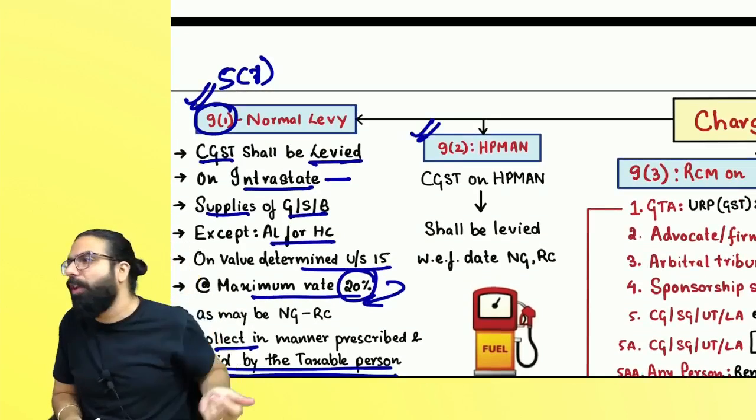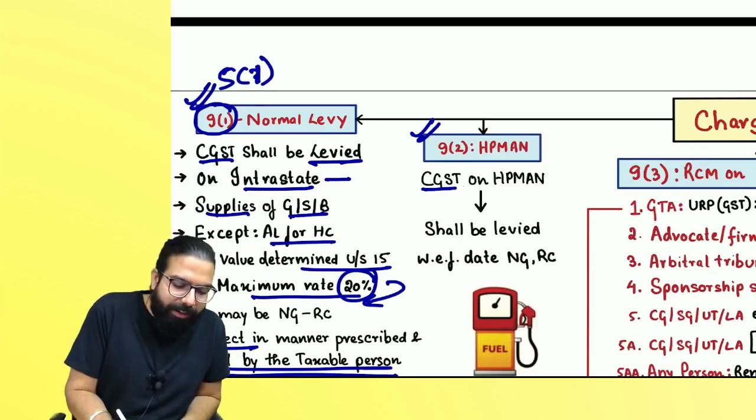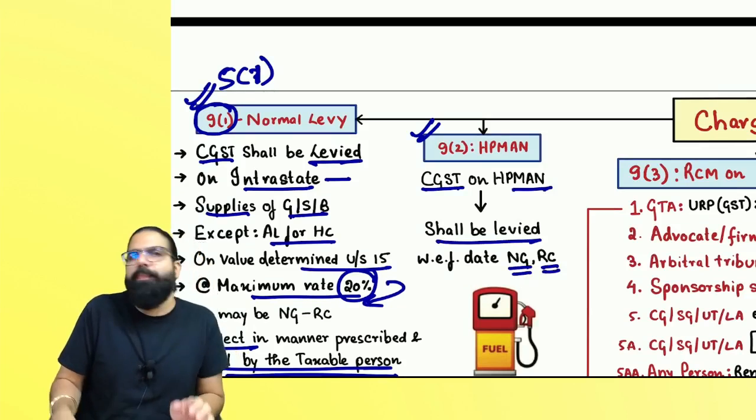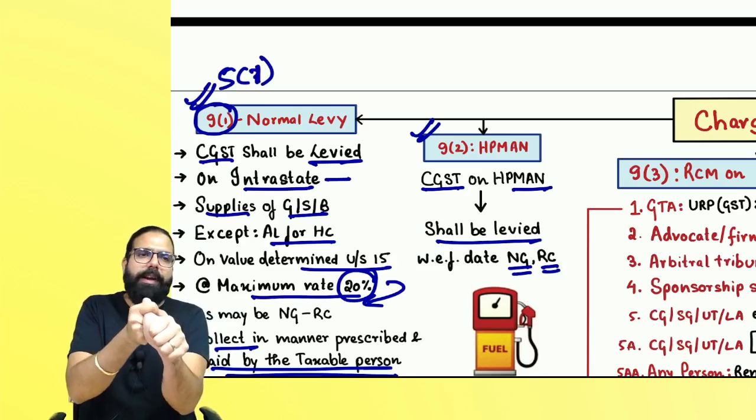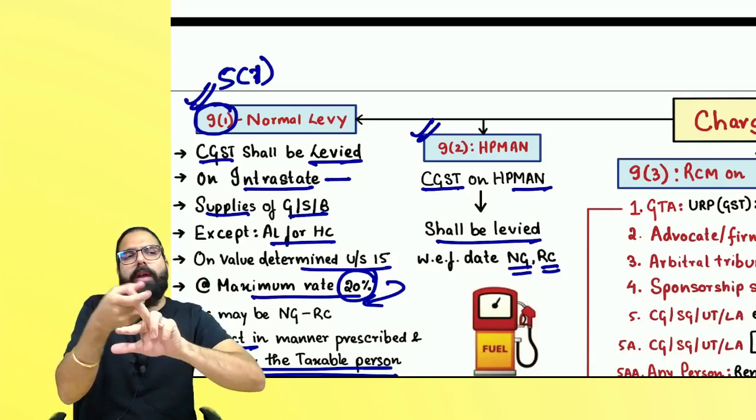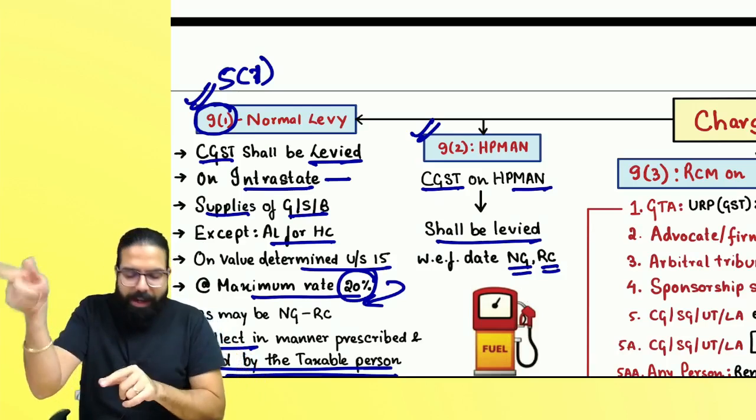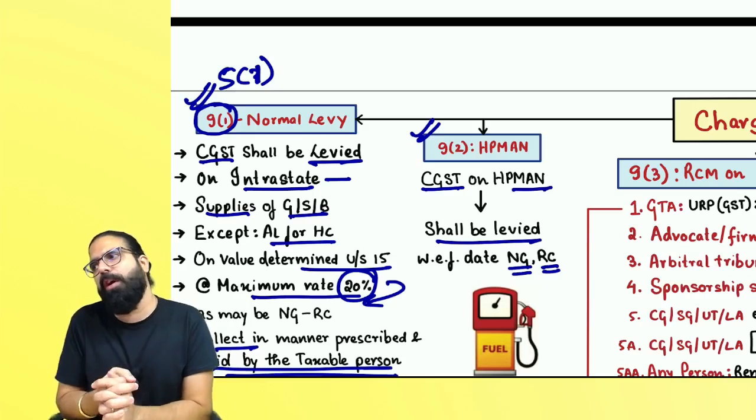Section 9.2 talks about what, everyone? That, sir, HP man pay. CGST will be levied from a date which will be notified by government on recommendation of council. Can you tell me what is HP man, everyone? H for high speed diesel, P for petroleum crude, M for motor spirit, A for aviation turbine fuel, and N for natural gas. GST will be levied from a date to be notified by government on recommendation of council.